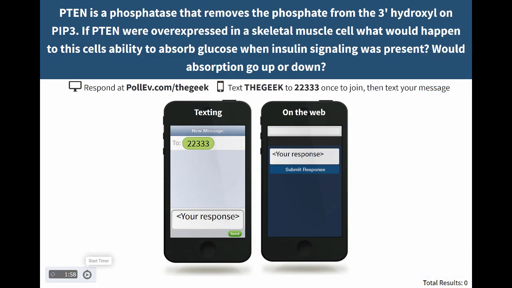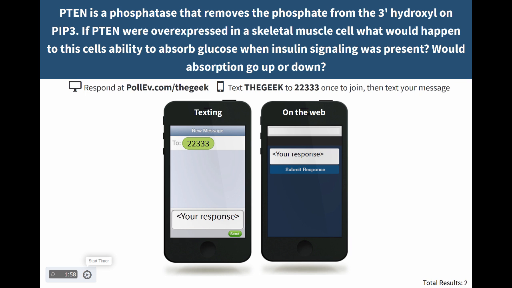So P10, I'm going to summarize what we just did. P10 is a phosphatase that removes the phosphate from the 3' hydroxyl on PIP3. If P10 were overexpressed, meaning there's more of it than you'd expect in a skeletal muscle cell, what would happen to this cell's ability to absorb glucose when insulin signaling was present? Would absorption go up or would it go down in that cell?